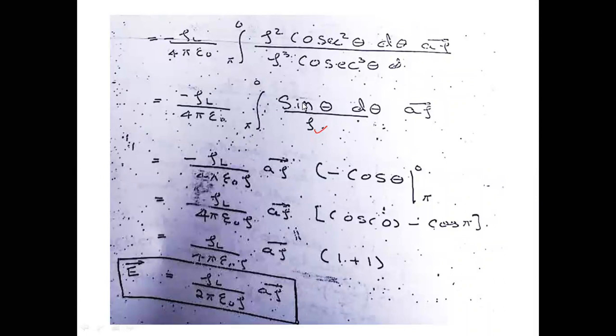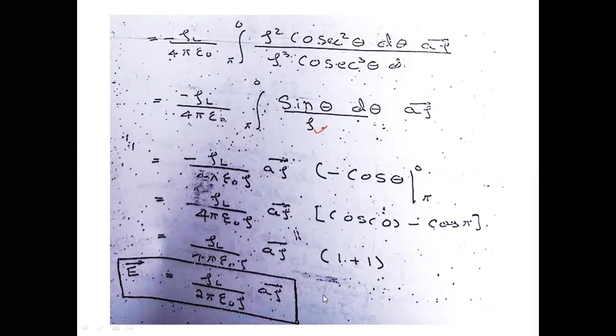Now the function has been simplified, so now the step we have to do is the integration. The integration of sine theta is minus cos theta. Applying the limits, pi lower limit, upper limit is 0, so we will get 2. Now we have 4 in the denominator, dividing 2 by this 4, we will get rho L over 2 pi epsilon naught rho. So this is the equation for the electric field intensity for the line charges, for the infinite line charges.